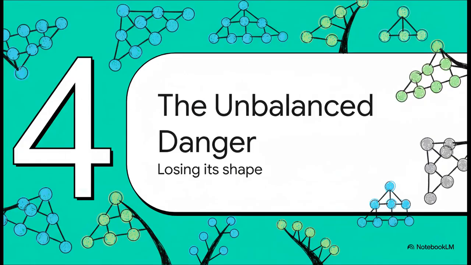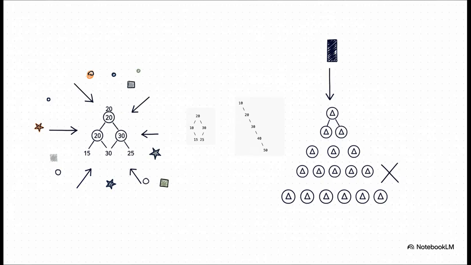So, this all sounds amazing, right? Super fast, super elegant. But there's a catch. Of course there's a catch. All this BST magic, it only works if the tree has a nice, healthy shape. And this is fascinating. The shape of the tree depends entirely on the order you put stuff in.